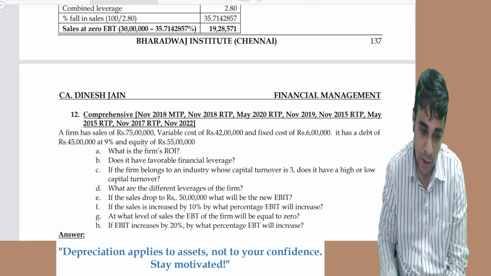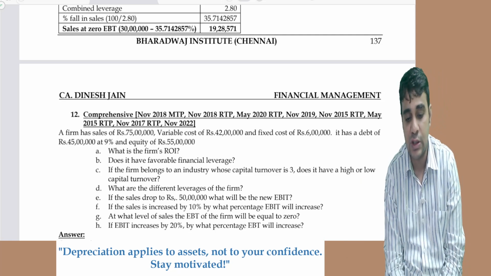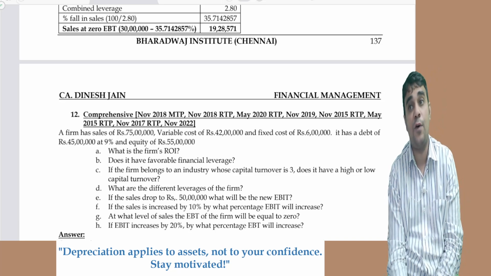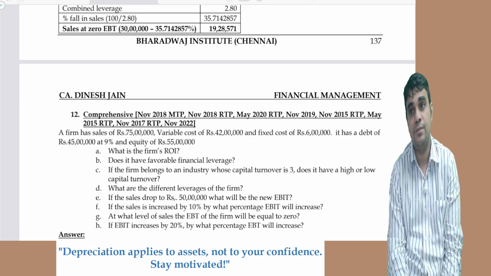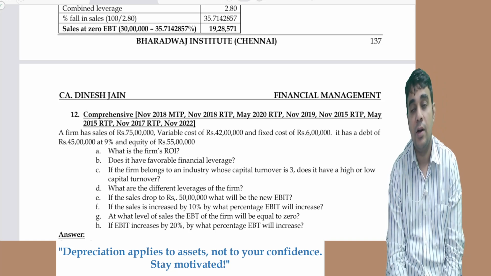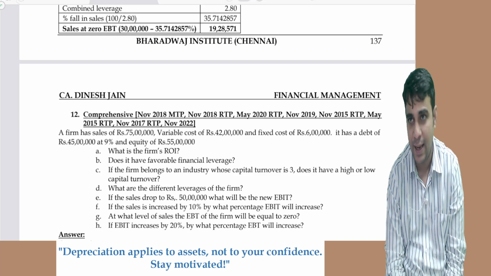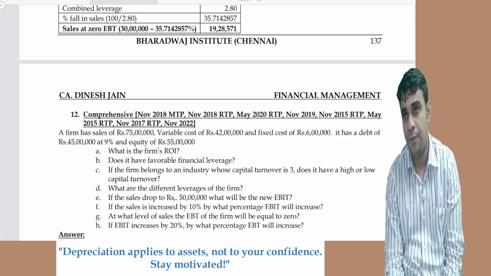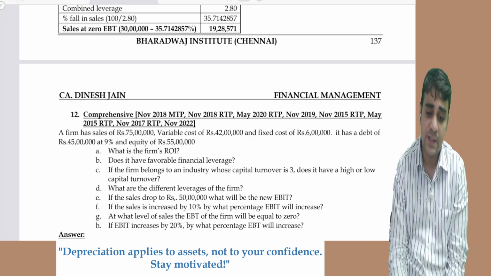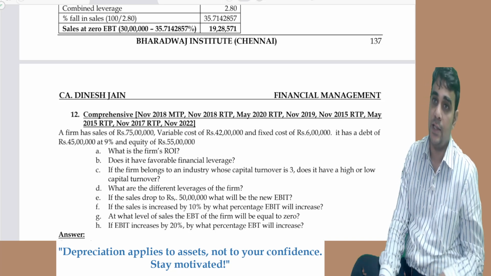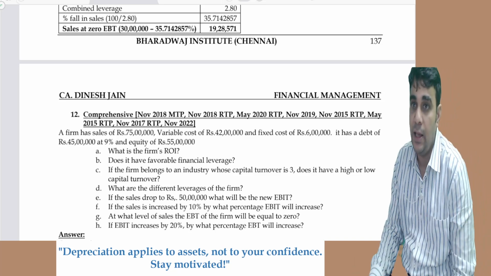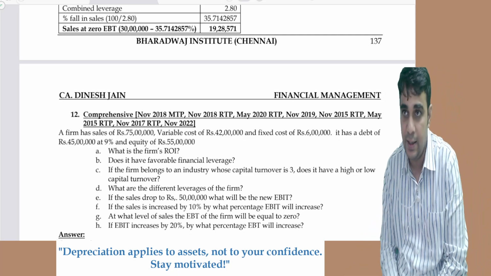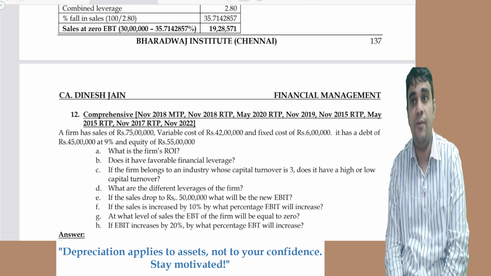You ignore this. If the firm belongs to an industry whose capital turnover is 3, does it have high or low capital turnover? What is the formula for capital turnover ratio? Sales by capital employed. We'll do the calculation and then say whether we have high or low. Different leverages OL, FL and CL. If the sales drop to 50 lakh, what will be the new EBIT? We will use the leverages understanding, get the answer and then verify it in the calculator.